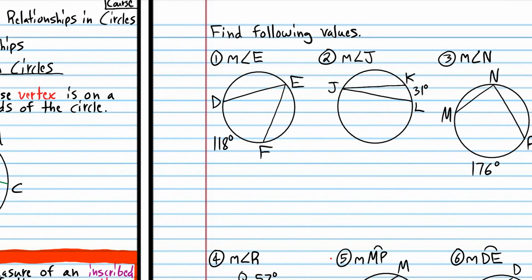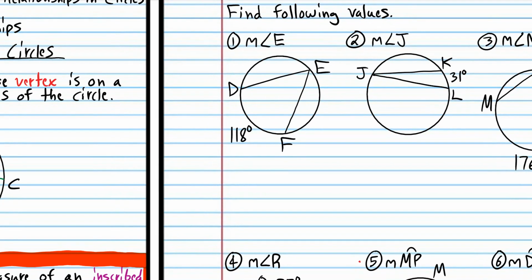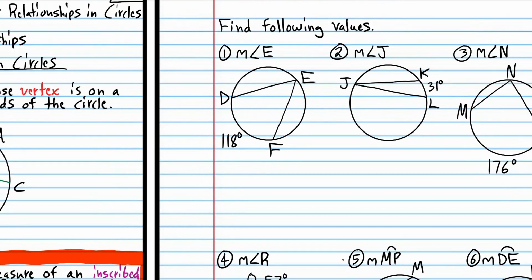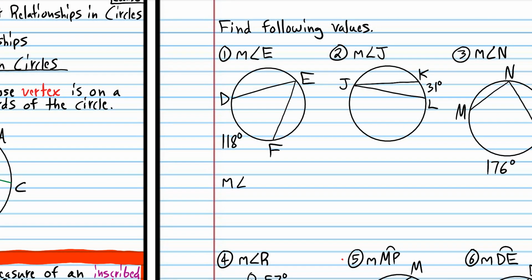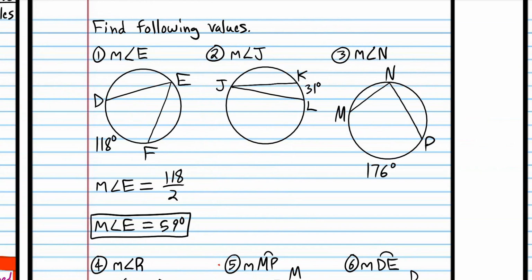If you didn't understand what that meant, that's okay. You'll see when we do practice problems. So we want to find the measure of angle E. The measure of angle E is equal to the measure of the corresponding arc, which is 118, divided by 2. So that would be 59 degrees. As you can see, it's pretty easy.